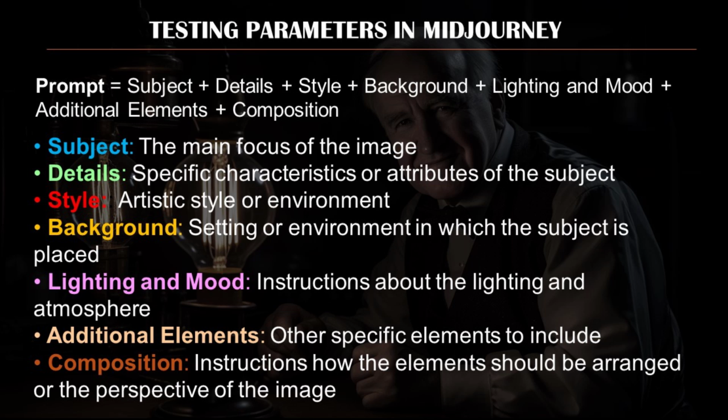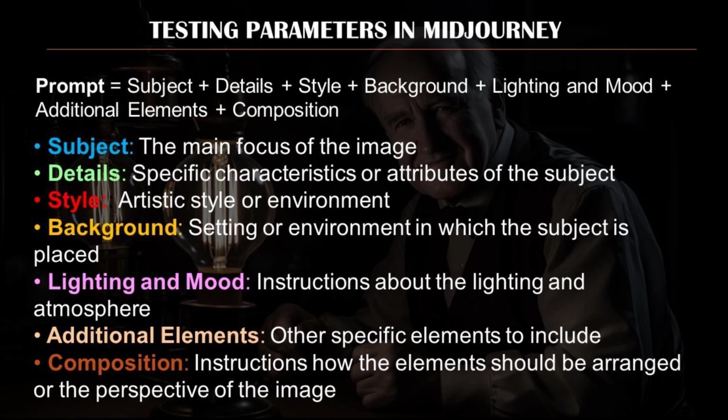Details. These are specific characteristics or attributes of the subject. This can include colors, shapes, sizes, or other descriptive details. For example, neon lights, towering skyscrapers, or a dragon with emerald scales. Style. This part specifies the artistic style or medium in which the image should be rendered. Examples include digital art, watercolor painting, cyberpunk style, or impressionist painting.